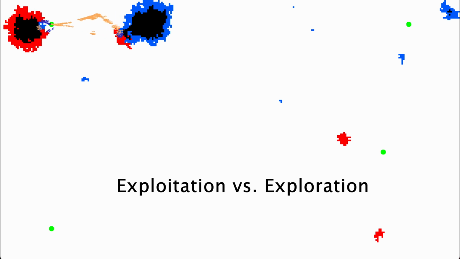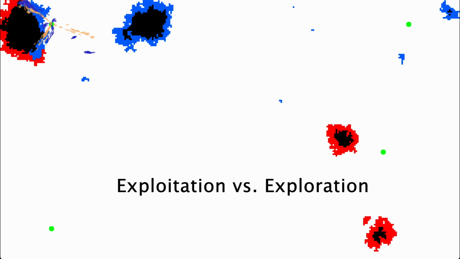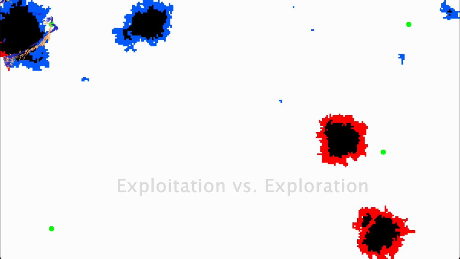This is a good example of the classic exploitation versus exploration problem. So somehow we need a way to ensure the drones are able to collectively target a large fire while leaving a few behind to quickly put out spark-ups.